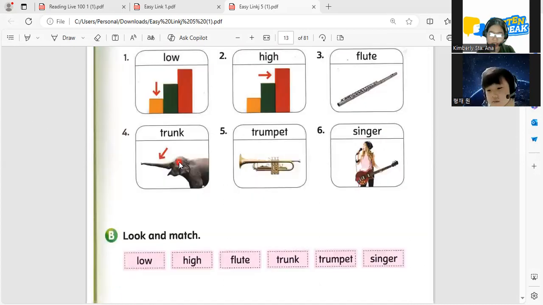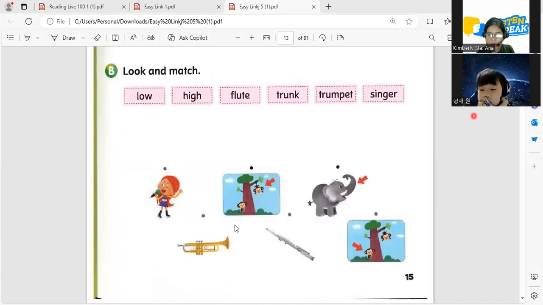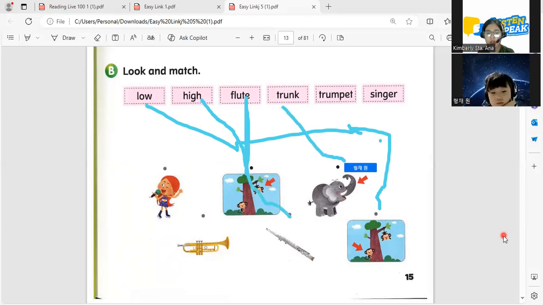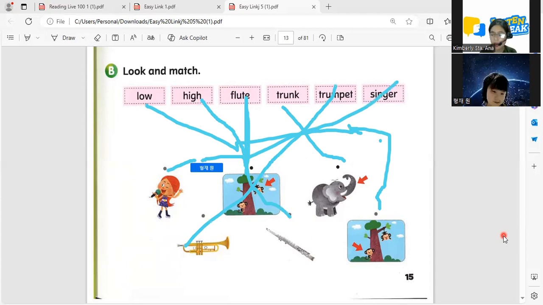Okay, now let's have this one, Tori. Can you do this one for me, please? Yes, let's play a game. You need to match these words to the correct pictures. Okay, that's high, low. Now I'll circle the picture and then you tell me the word for this picture.